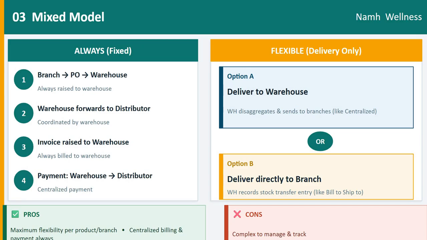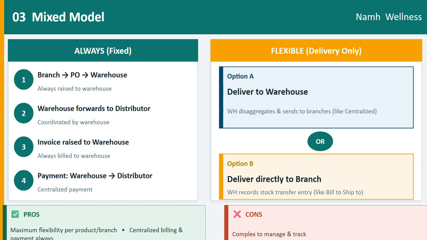Even in all the cases, a few things will be fixed, right? So the branch would always raise a PO to the warehouse, the warehouse would raise a PO to the distributor, the invoice will be raised to the warehouse, and payment will also be done to the warehouse. These 4 common points would be the same across all, but there would be 2 options. Either the distributor delivers to the warehouse, or the distributor delivers to the branch. In the first option, if the distributor delivers to the warehouse, it falls into the centralized purchase model. If it is delivered directly to the branch, it's like the bill to ship to model.